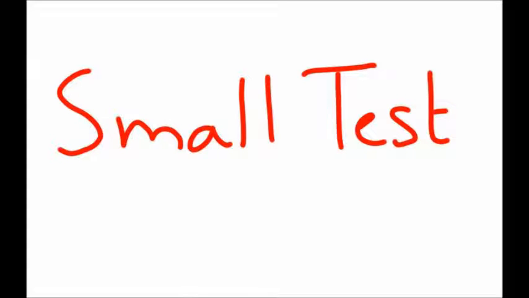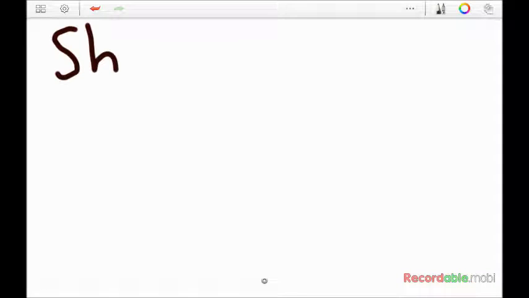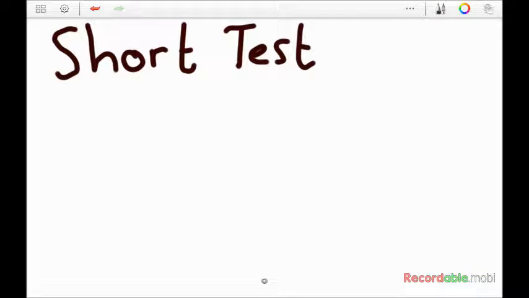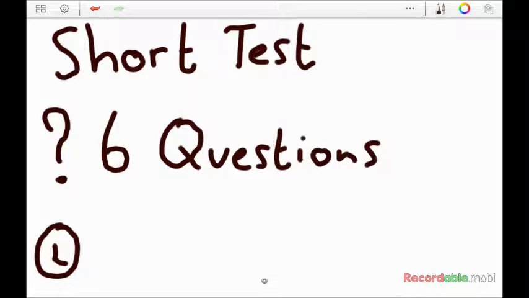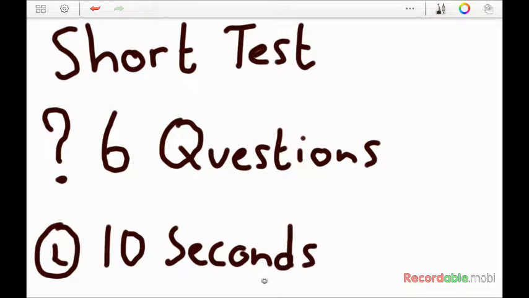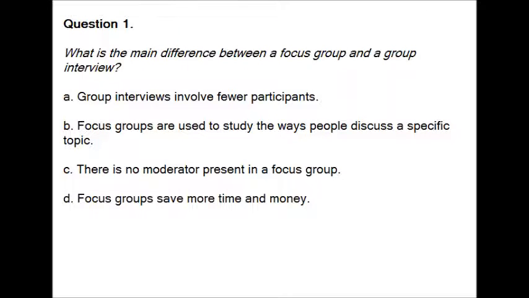Now there will be a short multiple-choice test to find out whether you have understood the theory or not. There will be 6 questions in total. And you will get 10 seconds per question to think of the correct answer. After those 10 seconds have passed, the correct answer will be marked. Let's get started. Question 1.